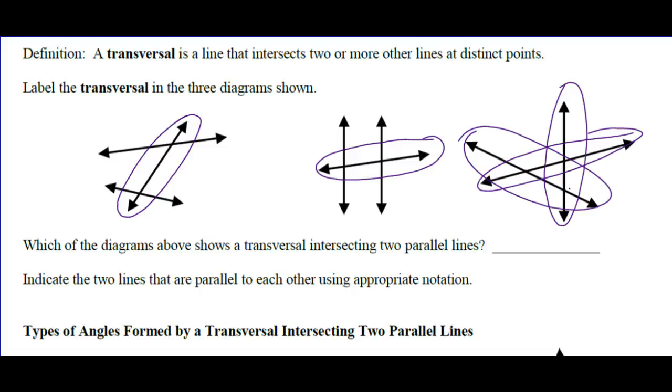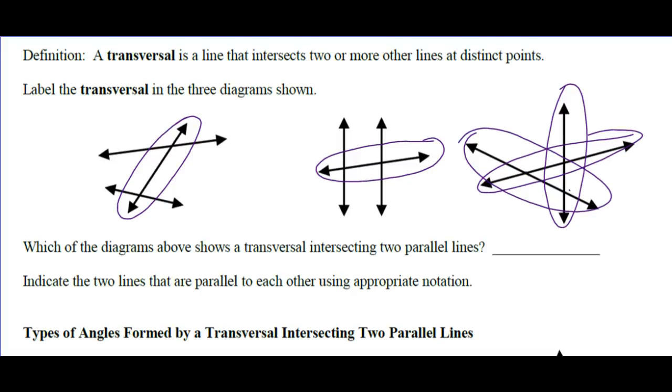Which of the diagrams above shows a transversal intersecting two parallel lines? The left, the middle, or the right? Right. Would you like to change that answer, perhaps? The middle. You do know what parallel lines are, right? Indicate the two lines that are parallel to each other using appropriate notation.